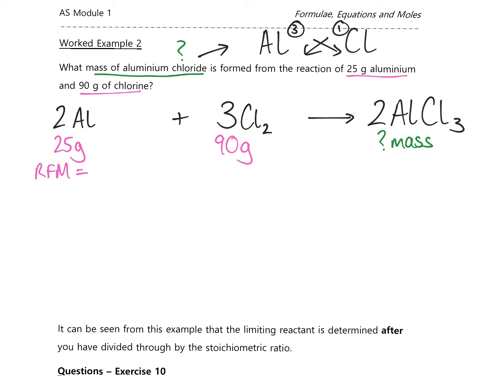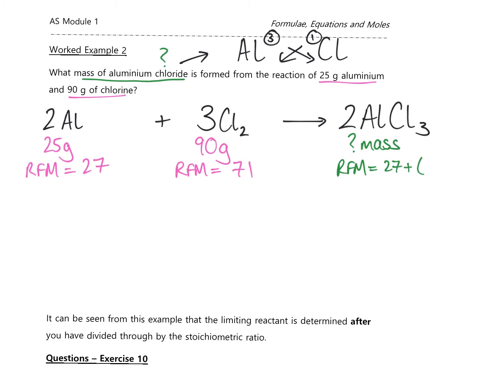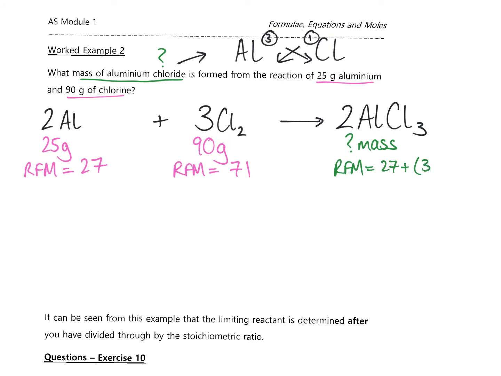So the RFM of aluminium, it's just 1 atom of aluminium, so it's going to be 27. RFM of chlorine, which we saw in the previous example, is 71. That's just 2 times your 35.5. Again, ignoring the 3 for now. And then the RFM of aluminium chloride, that's going to be 27 plus 3 times 35.5. And that should be 133.5.